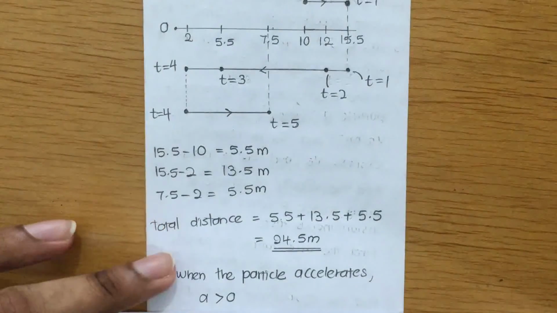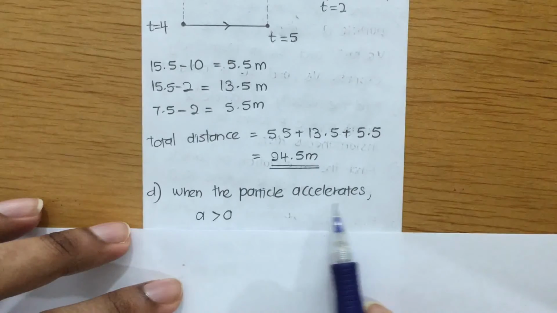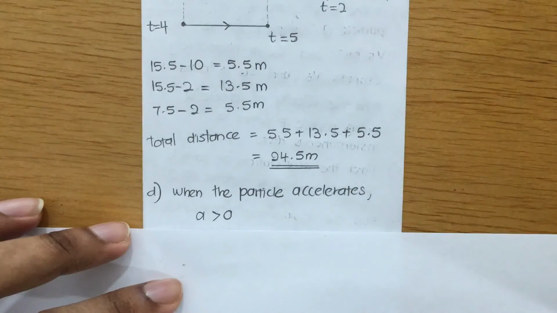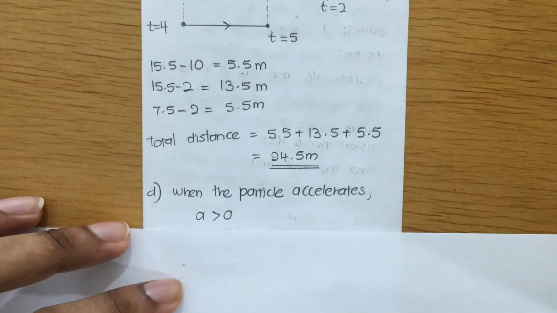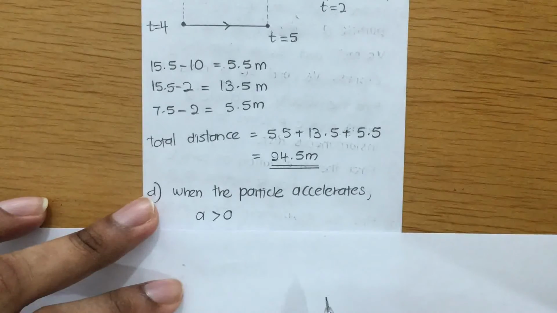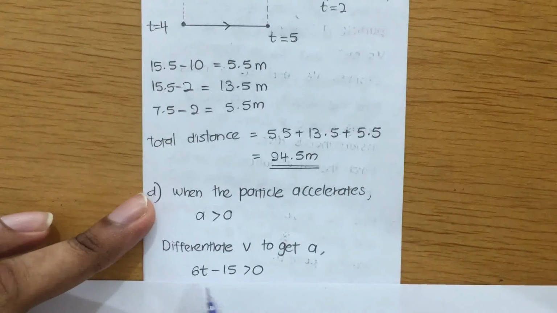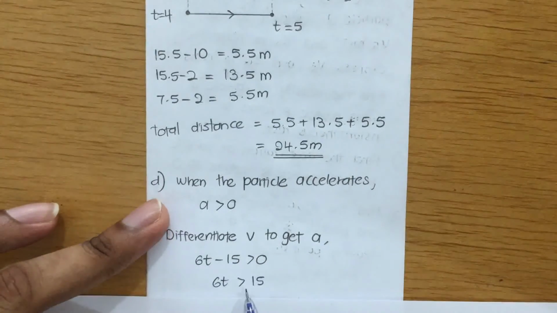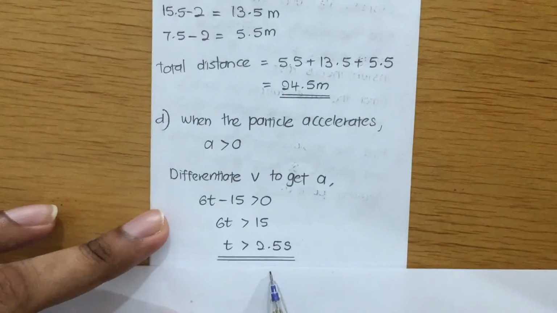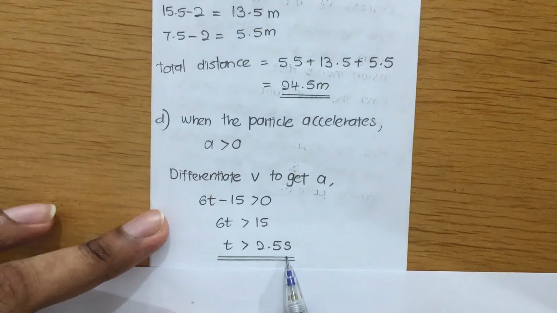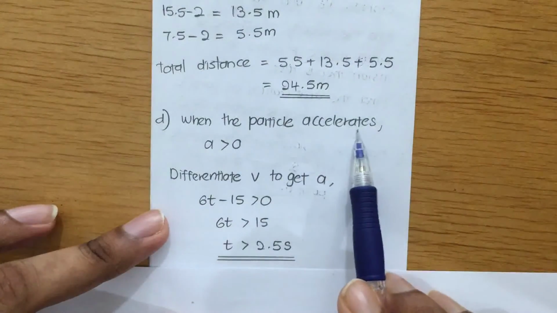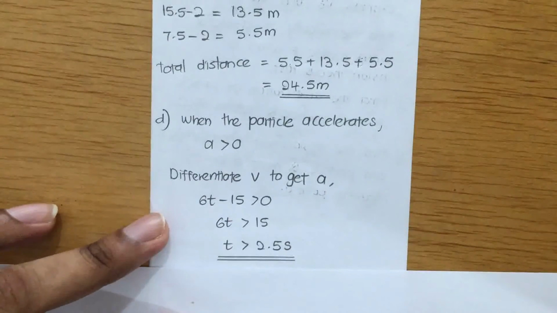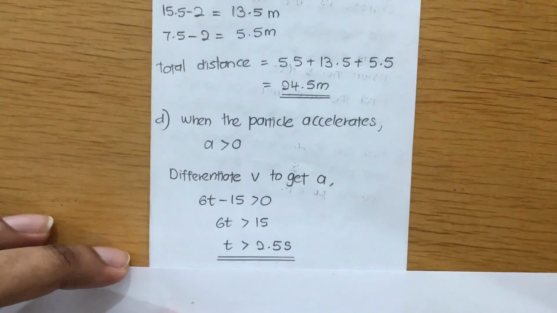Let us move to the last question. When the particle accelerates, that means the acceleration should be more than 0. How to find acceleration? You differentiate velocity and you immediately get acceleration, guys. So from here, you should get 6t minus 15 more than 0. So 6t more than 15, so t will be 2.5 seconds. That means your time should be more than 2.5 seconds so that your particle will accelerate, which means that a will be more than 0. So this is your final answer, guys.